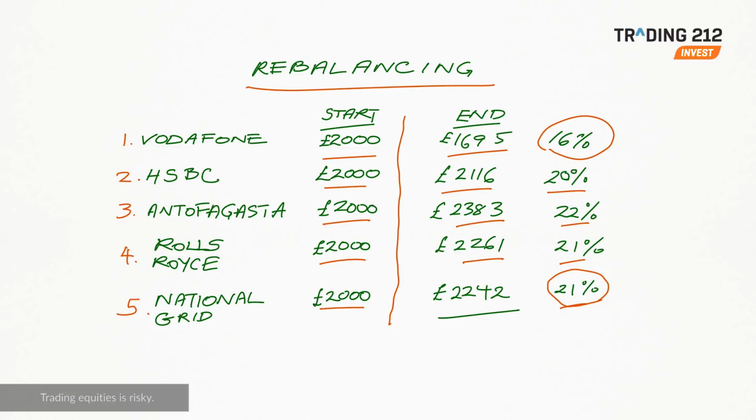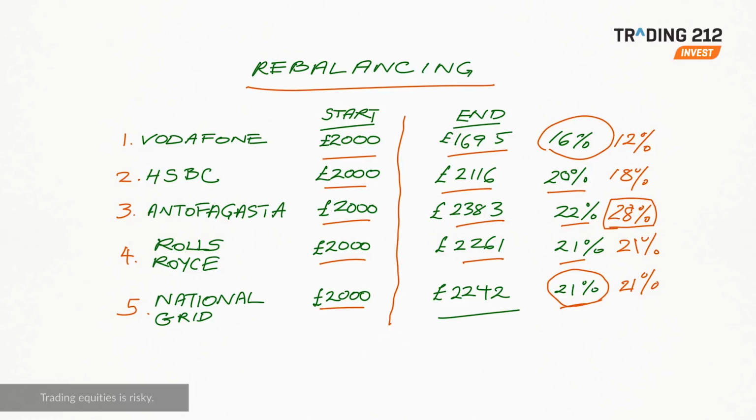And maybe after 6 months, they see now that it's increased more substantially in favour of Antofagasta. It's at 28%. And that now Vodafone has slipped down to 12%, and HSBC is at 18%, and the other two have held at 21%. Once again, down to the individual, but maybe at this point the investor decides my exposure now is a little bit too much to Antofagasta, time to tweak things a little bit.